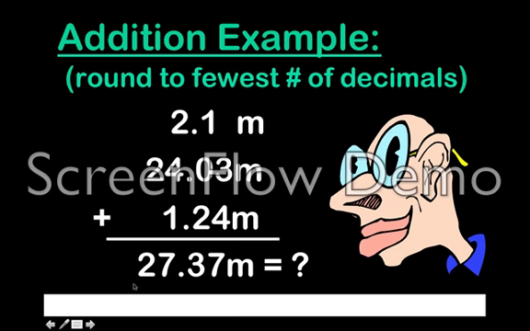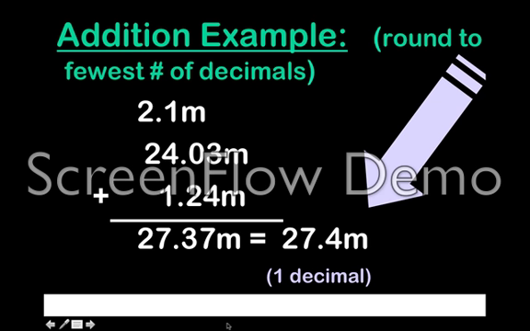So that means I have to round off my answer to 1 decimal place. So that means I block off my 1 decimal place and I look to the right. Is it 5 or more? So what do I do to the 3? So the answer is 27.4 meters.